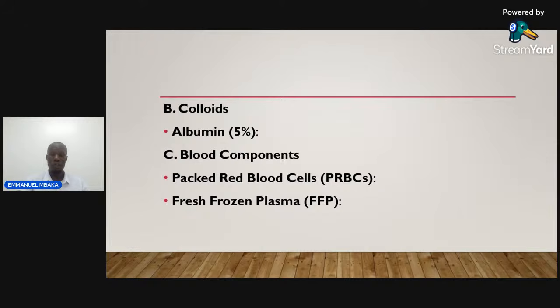Another component in the priming is colloids. The colloid that we use is albumin, and albumin maintains oncotic pressure and reduces interstitial edema. Often added for neonates, it's around 25 to 50 mLs in prime. The blood components that we'll use are packed RBCs and also fresh frozen plasma. Next slide.